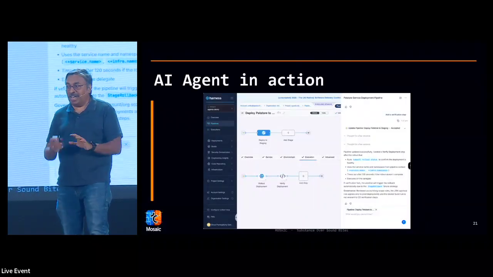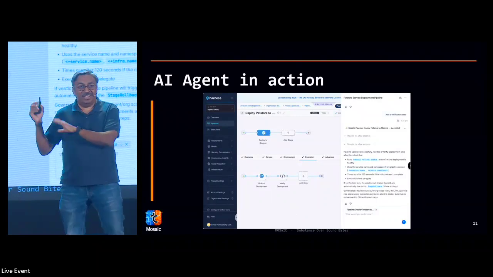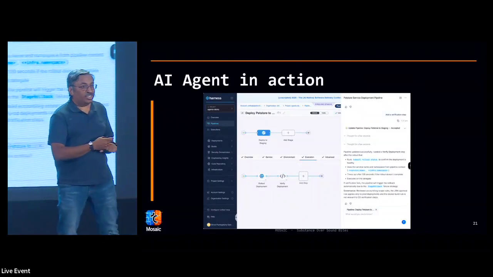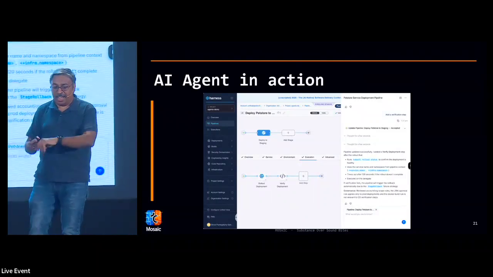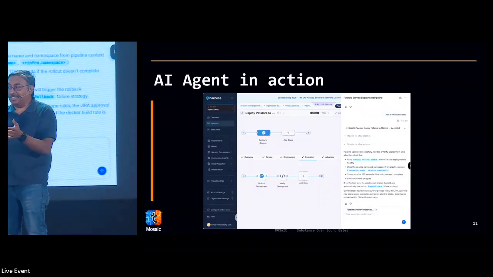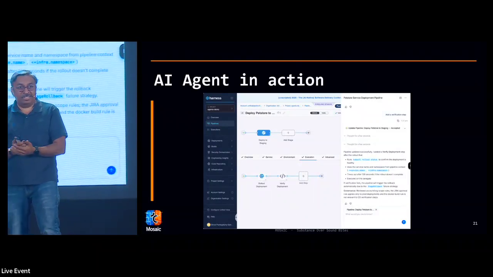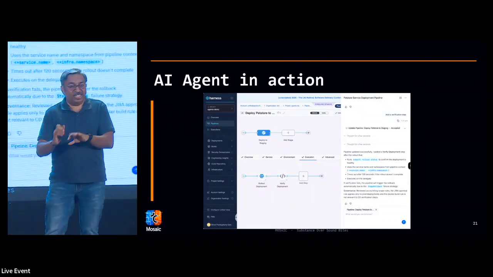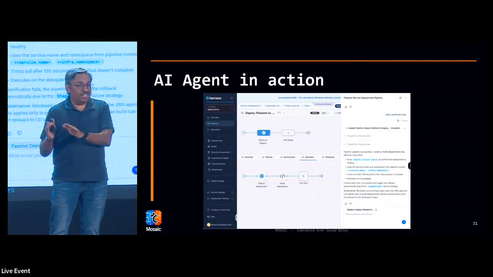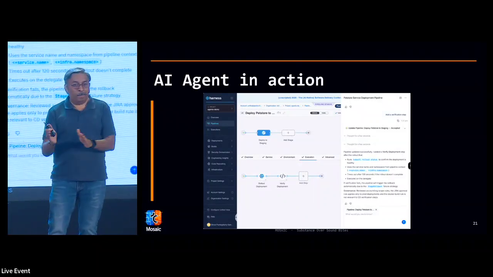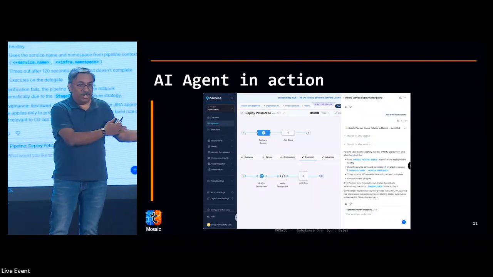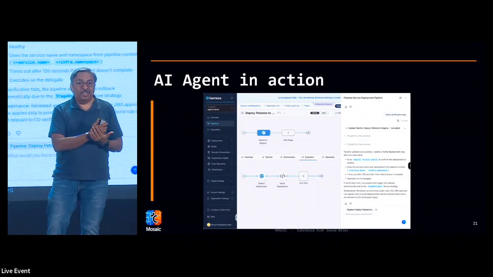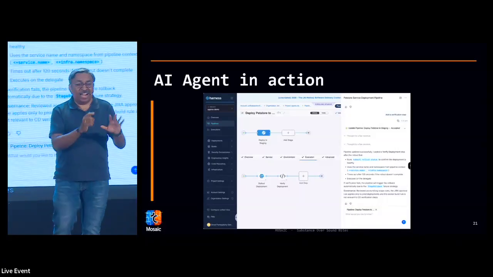So I'm going to leave it with this picture, which shows the AI agent in action. You can see the AI agent working in the right side panel. The user is asking it to create a delivery pipeline, and it's able to create that pipeline using the context available in the graph. So that's where it is.